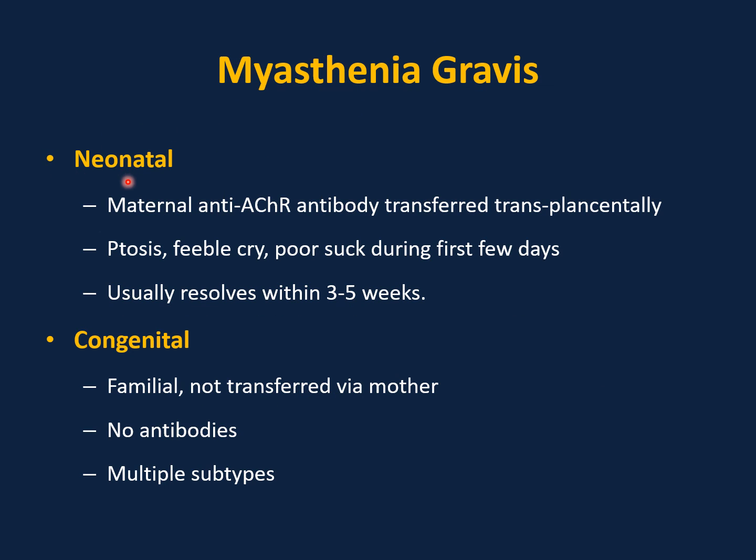Myasthenia gravis can be neonatal or congenital. Neonatal is maternal anti-acetylcholine receptor antibodies transferred transplacentally from the mother to the baby. The newborn may present with ptosis, feeble cry or weak cry, poor suck during the first few days, usually resolving within 3 to 5 weeks. Congenital is familial, not transferred via the mother, no antibodies, and it has multiple subtypes.